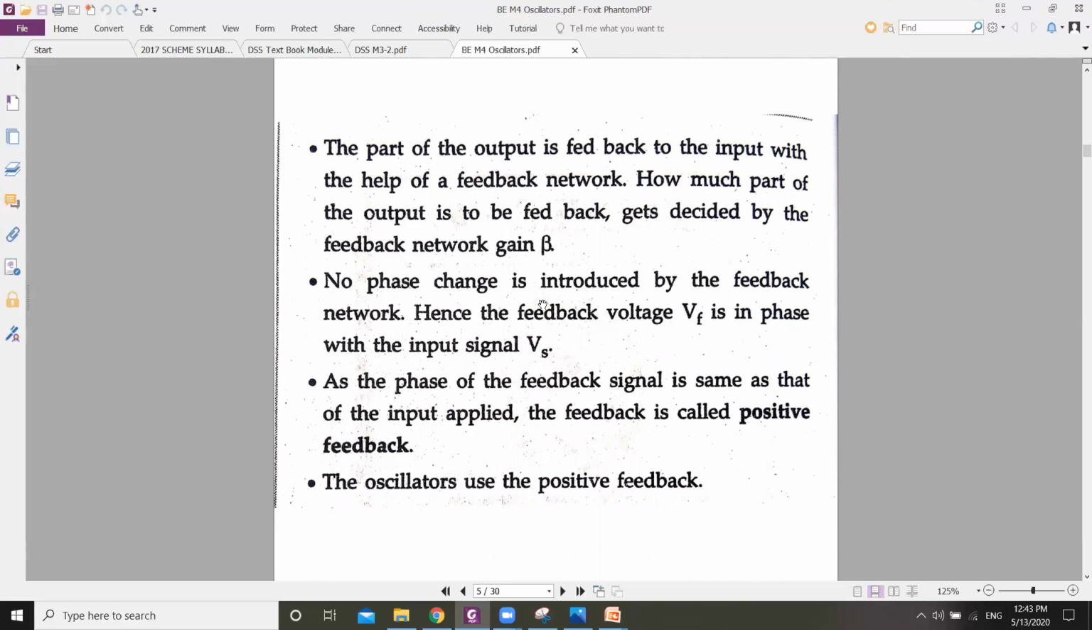No phase change is introduced by the feedback network, hence the feedback signal Vf is in phase with the input signal Vs. As the phase of the feedback signal is the same as that of the input applied, this feedback is called positive feedback. Oscillators always use positive feedback signals only.